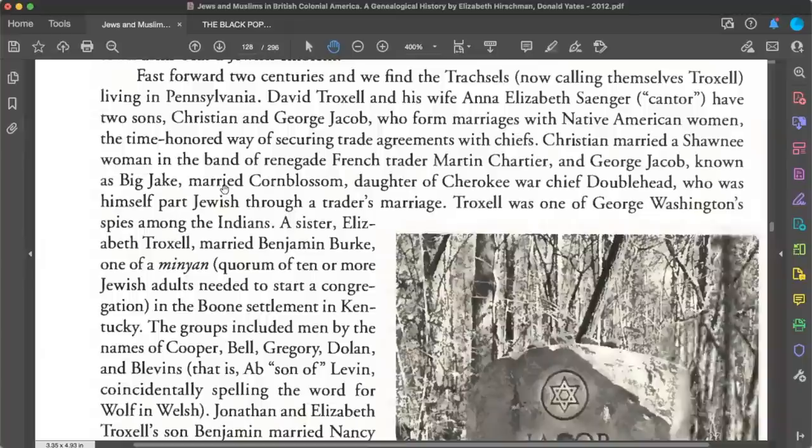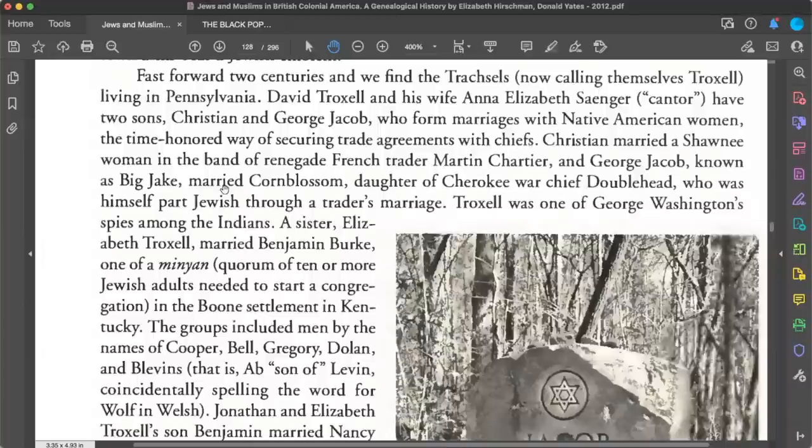The time-honored way of securing trade, all right? This is something common. Again, I'm trying to explain to you guys, don't just look at the indigenous or all just one line or one grandma, because maybe that grandma that you found as an Indian, maybe she's marrying not a white Christian Englishman, but a Sephardic Moorish so-called black man, all right, from Europe, which has a long history and a deep history that you might be interested in. So this was a time-honored way, again, of securing trade agreements with chiefs marrying into the family, okay? The Moorish people, Sephardic Jews, did this a lot.